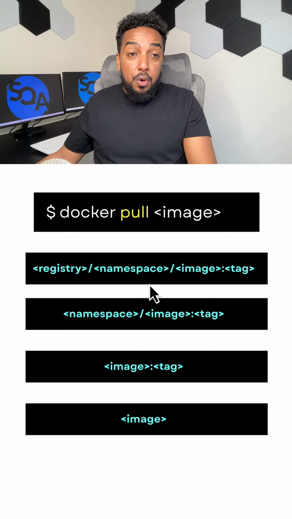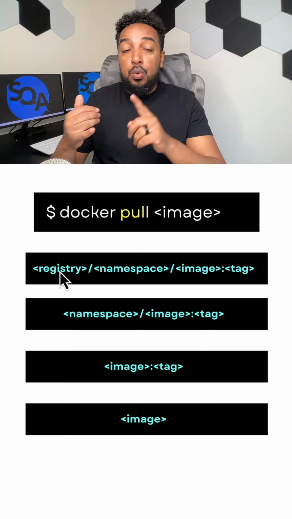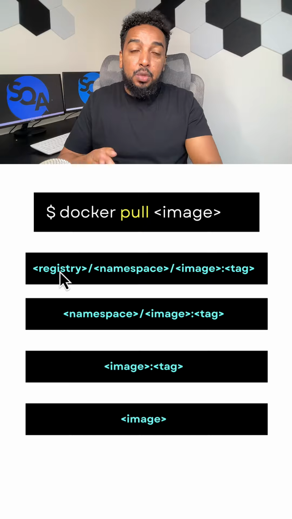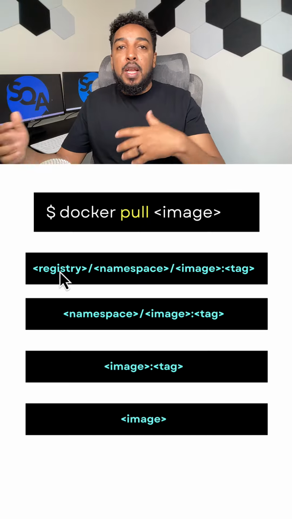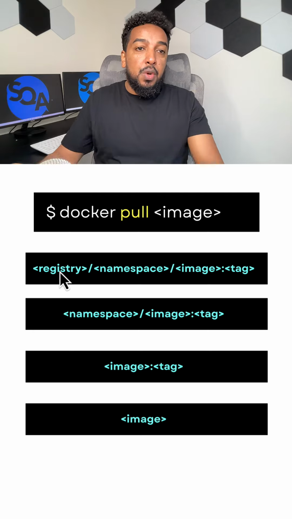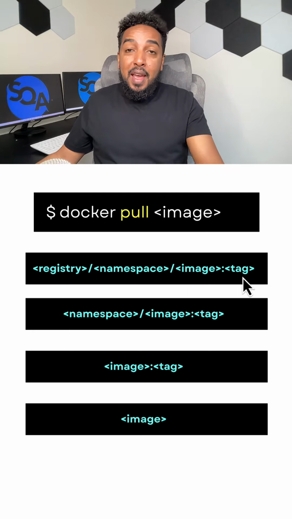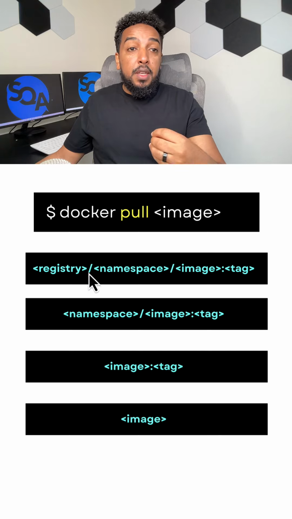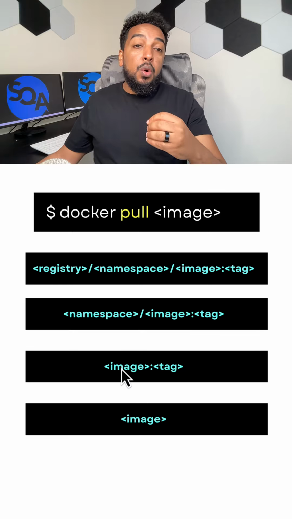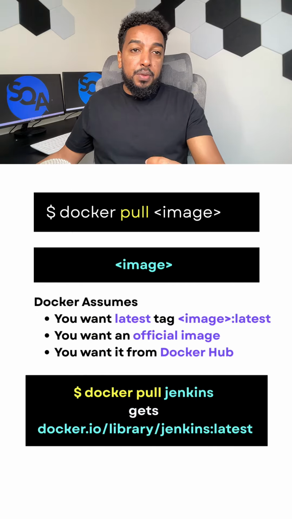So for the four different ways, you might need to give it the full address of the image, including where the registry is, the namespace, the image name, and the tag. So the registry is Docker Hub, GitLab, GitHub, AWS, whatever registry you want to use. The namespace is the account, and the image is the actual image name, and the tag is kind of like a version. So you might need to give it all of that information, or you just might need to give it the namespace and the image, or just the image and the tag, or just the image. So let's look at an example of each one of those, right?